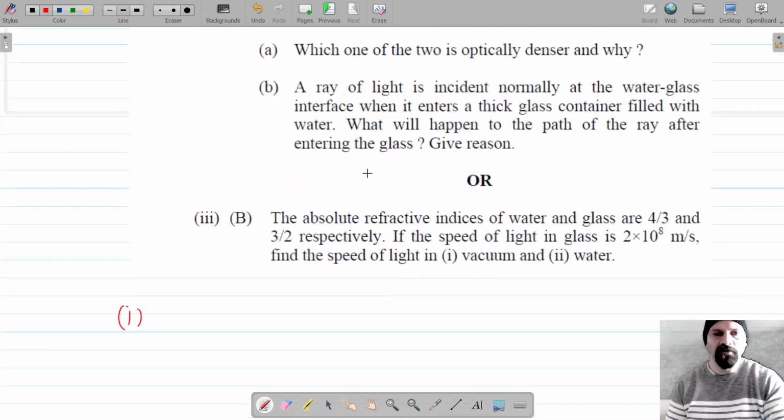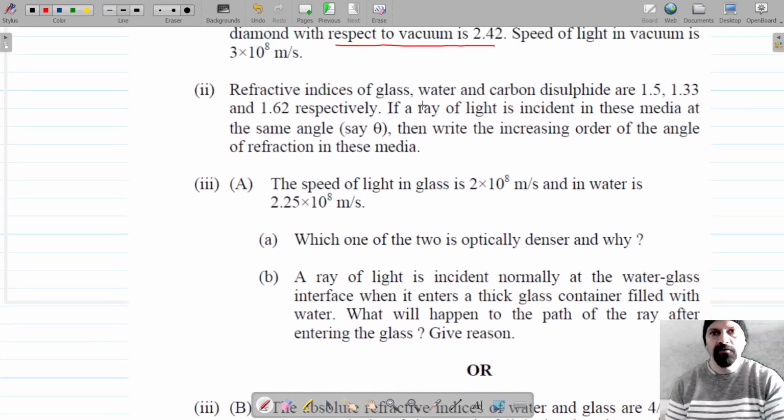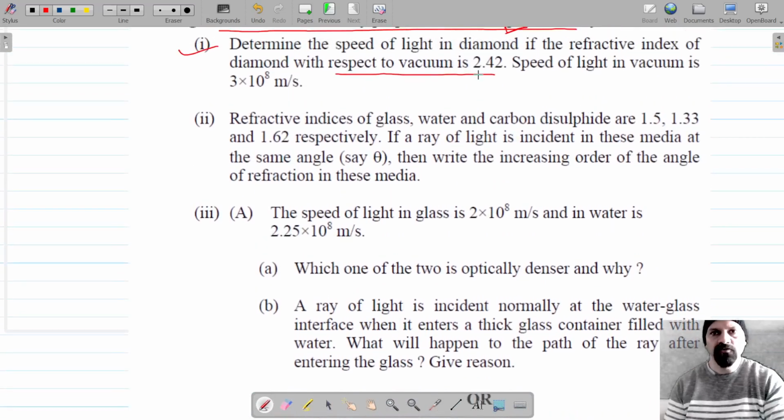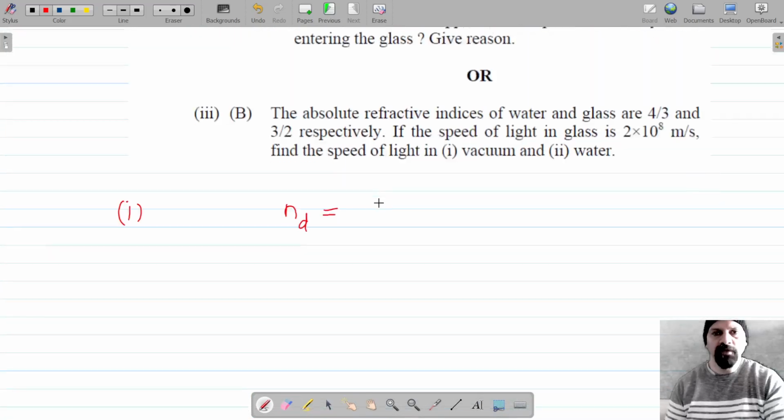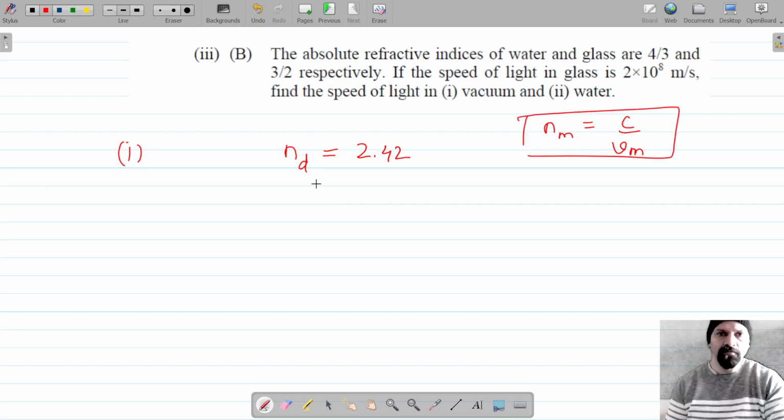Now, the refractive index of diamond. Let's say the refractive index of diamond is nD. D is for diamond, n is for the refractive index, and it's 2.42 with respect to the vacuum. That means it's the absolute refractive index. And the refractive index of a medium is given by the speed of light divided by the speed of light in that medium. Here the medium is diamond, so the refractive index of diamond is equal to c divided by the speed of light in diamond.